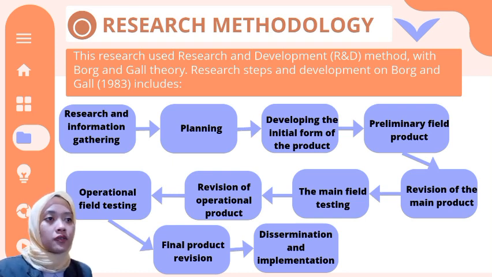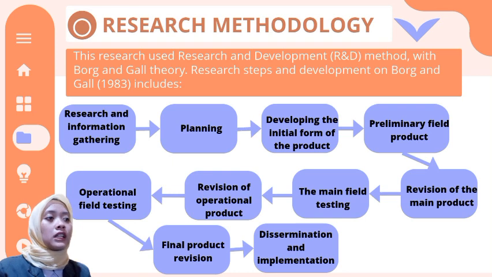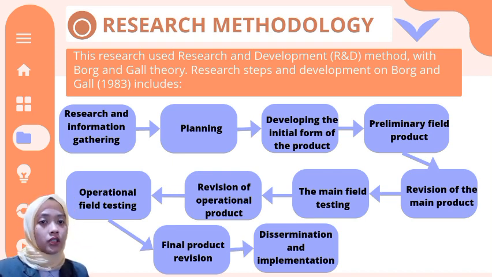The next step is final product revision. In this step, the researcher makes final improvements to the developed model in order to produce the final product. And the last step is dissemination and implementation. In this step, the researcher socializes the product to the wider community, especially in the education field.